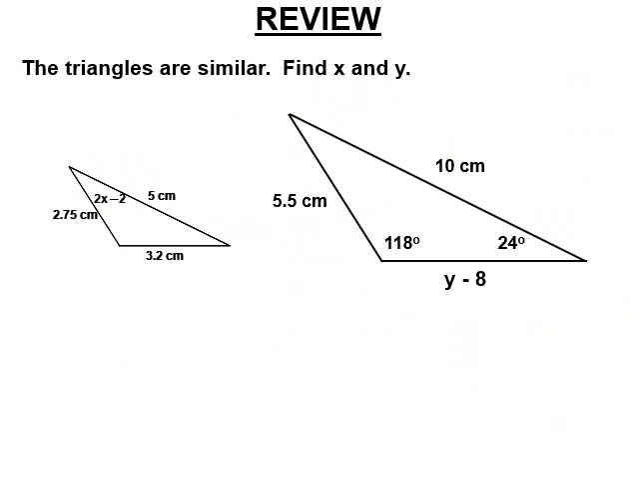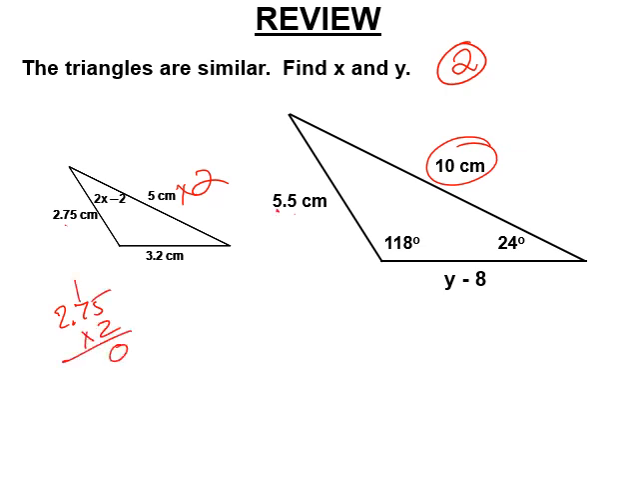The triangles are similar. Find x and y. Now, let's look here. 5 times what makes 10? Oh, 2. My scale factor is 2. I've been doing that a lot, making them too easy. Scale factor is 2. Let's double check that. It's 2.75 times 2, 5.5. Yeah, it is. Move the decimal twice. And 3.2 times 2 is 6.4.